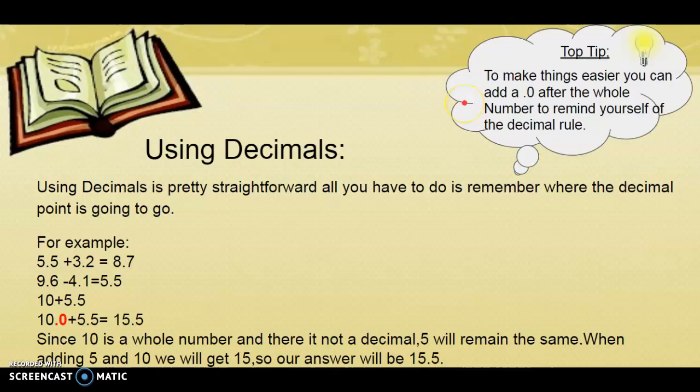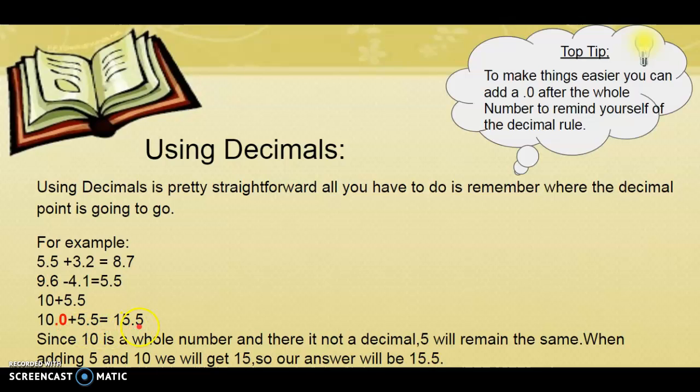Here is a top tip for you. To make things easier, you can add a .0 after the whole number to remind yourself of the decimal rule. For example, if you have one whole number and you have to add a decimal number to it, what would we do? We can add .0 to make it a decimal, because the rule is we have to add tenths to tenths and whole numbers to whole numbers. So it's only a whole number, no decimal with it. So to make it a decimal, we add an extra .0 to it.